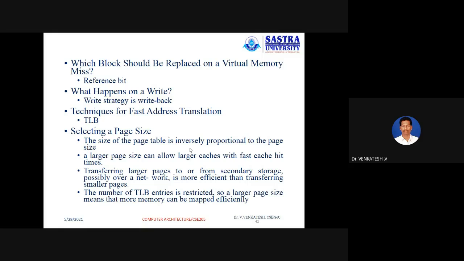What happens on a write? The write strategy is write back. You all know there is something called write through and write back. If I have something in main memory and I do some computation, what happens if there is an update after the computation? What will be the difference? You all know: either I update it to the secondary memory, or I do not update it to the secondary memory. That is what happens on a write.